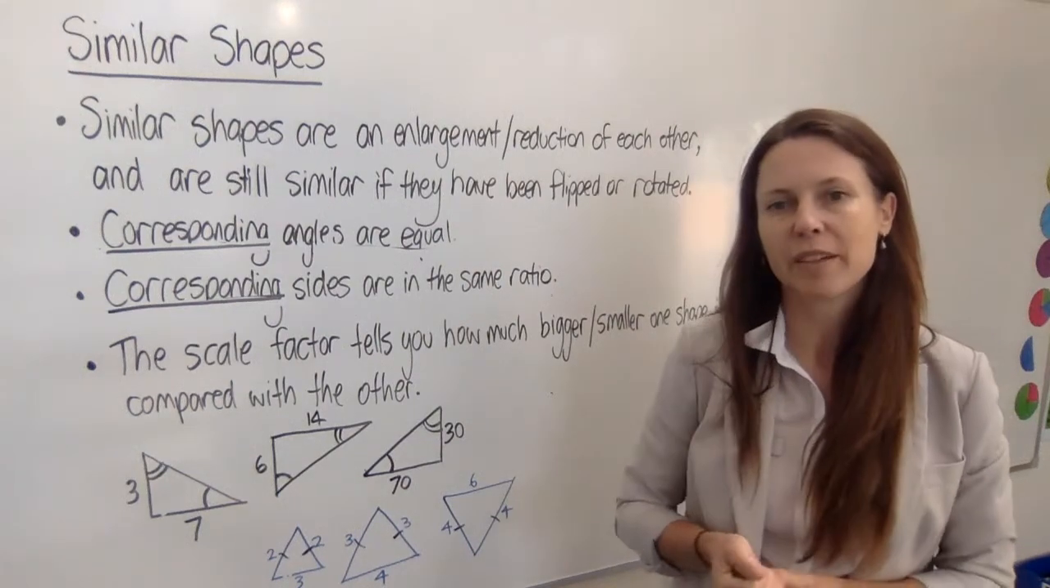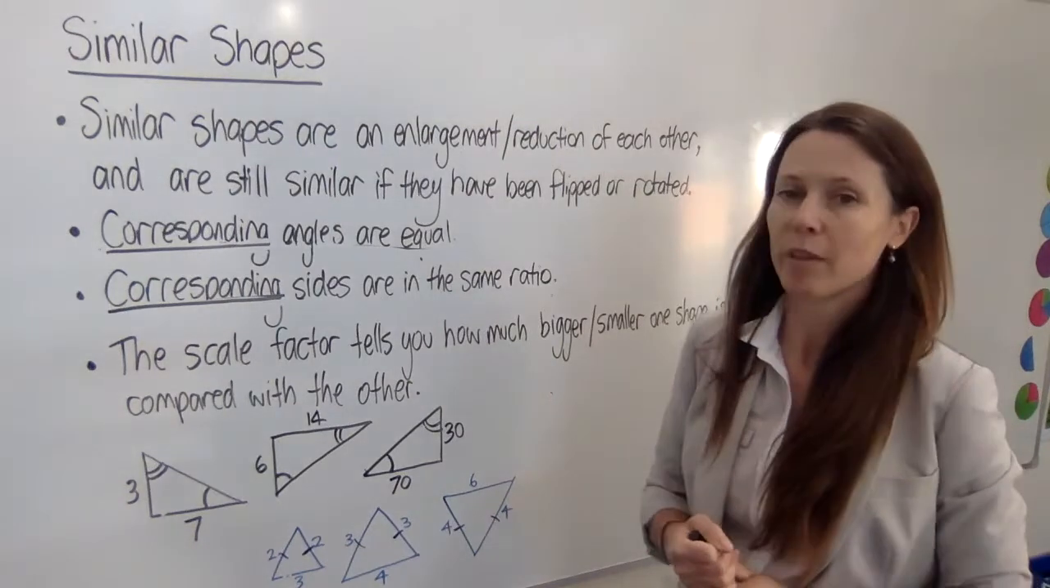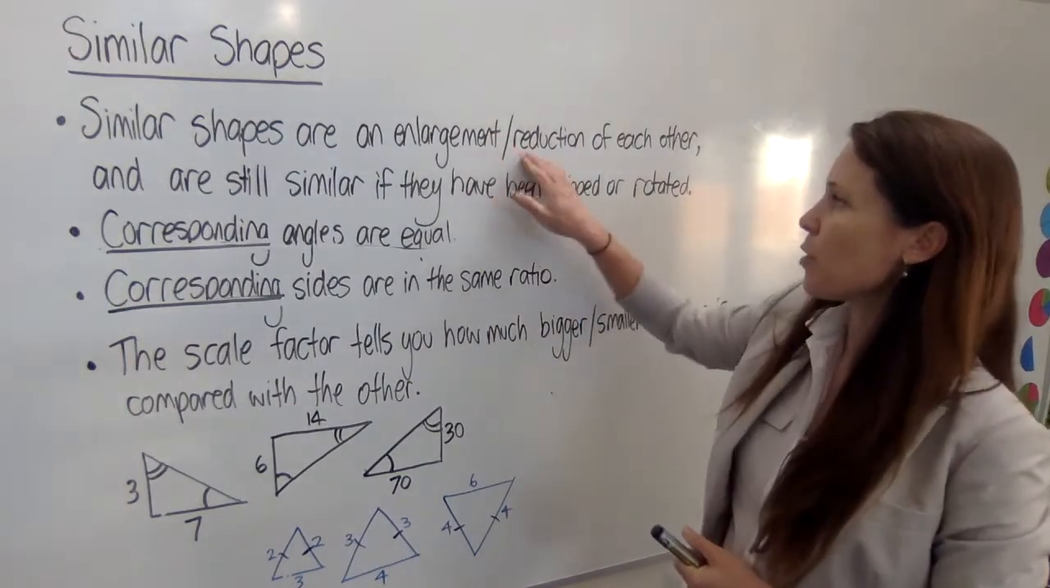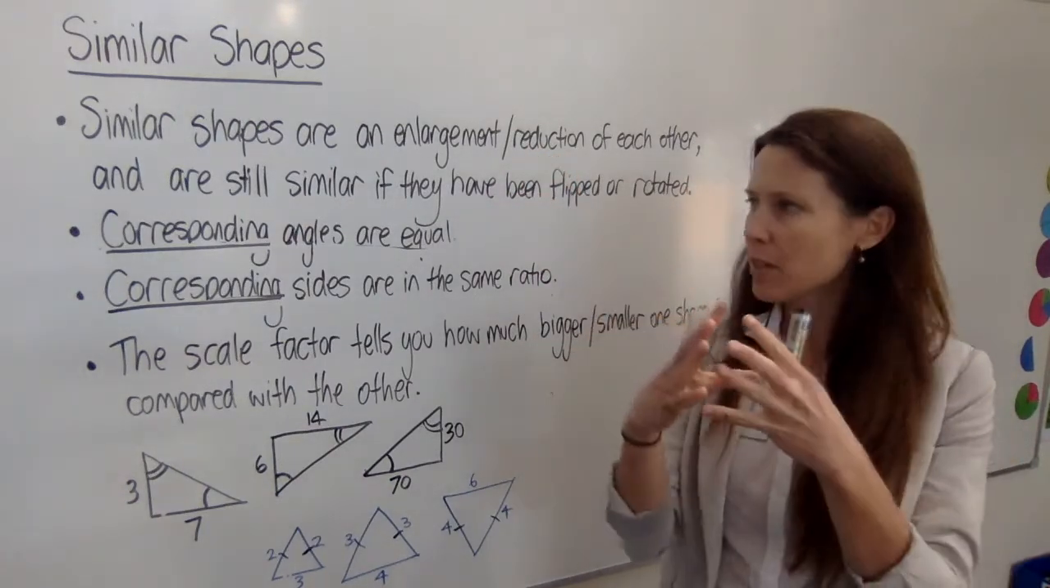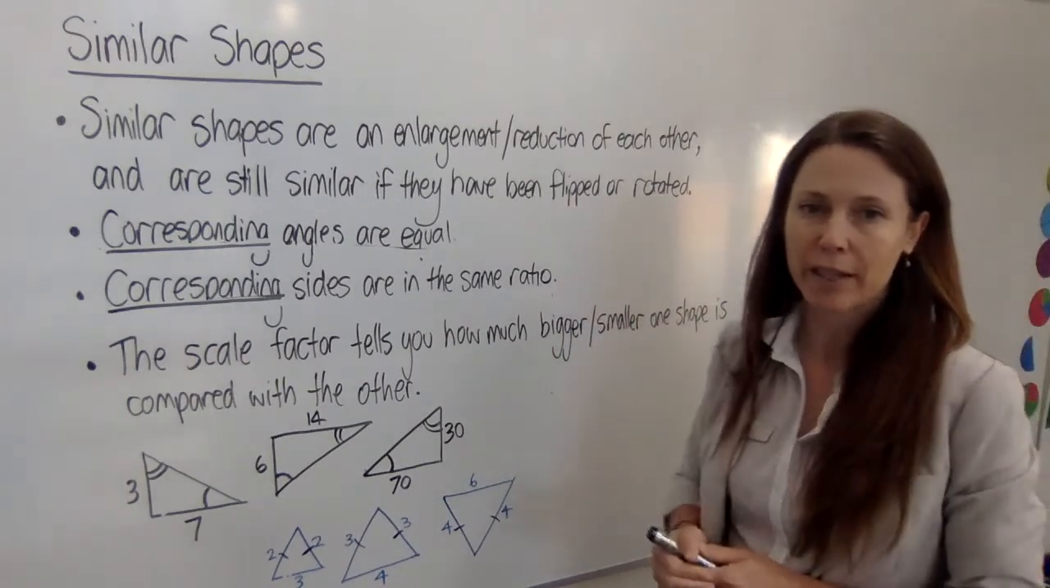The word similar usually just means a little bit the same, but in maths the word similar has quite a specific meaning. Similar shapes are an enlargement or a reduction of each other. So they're in the same proportion and have just been made smaller or bigger, and this holds true even if they've been flipped about or rotated.